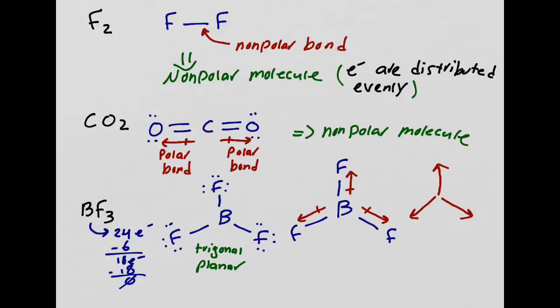Now what does that mean? That means I have some electrons over here, I have some electrons over here, and I have some electrons over here. As you can see, the vectors do cancel out and electrons are distributed evenly, because every corner has a little bit of electron. So electrons are distributed evenly.